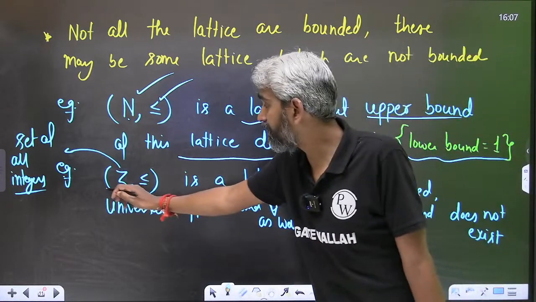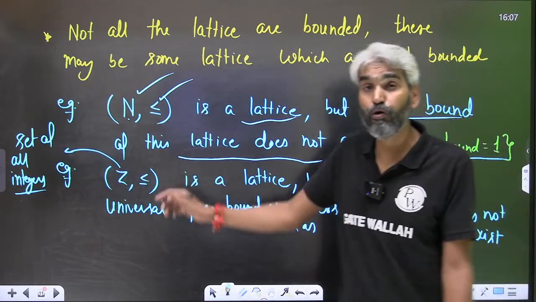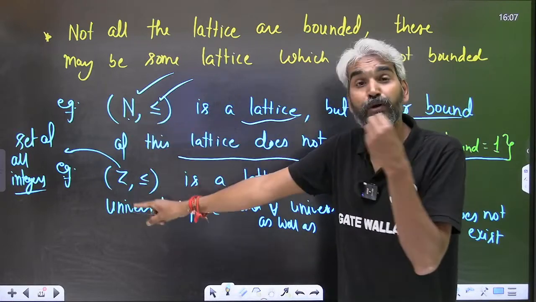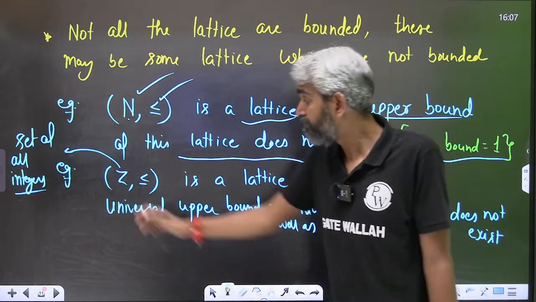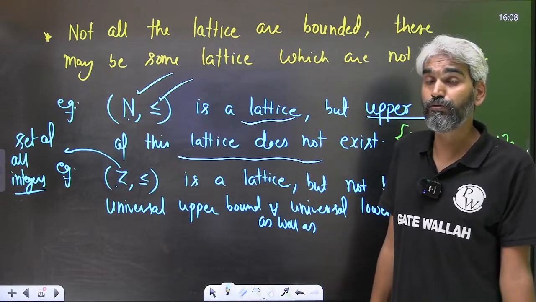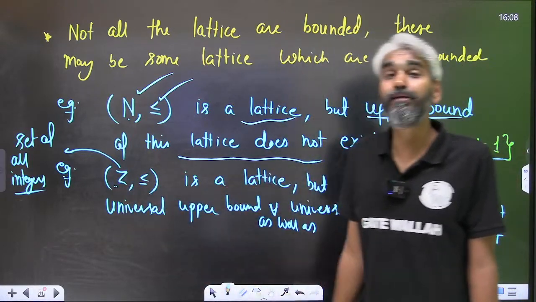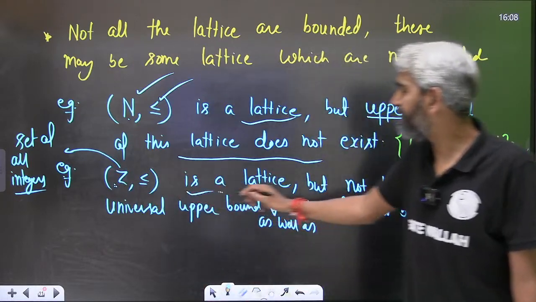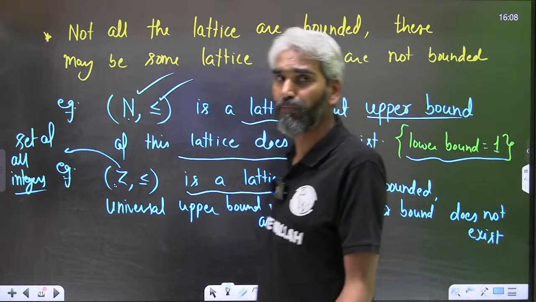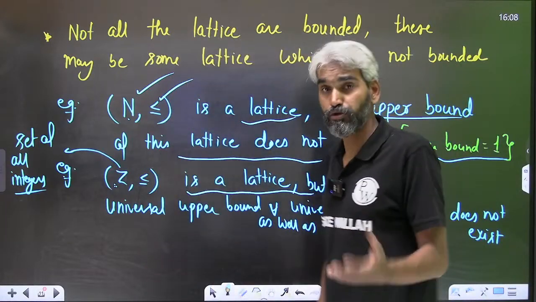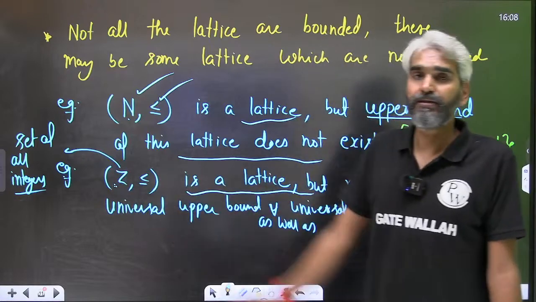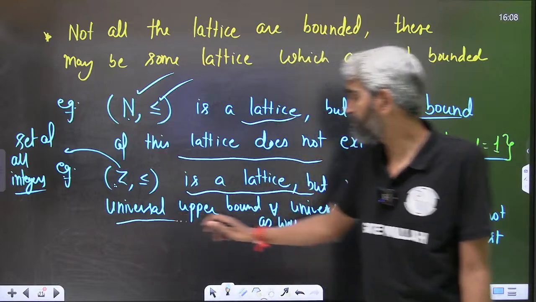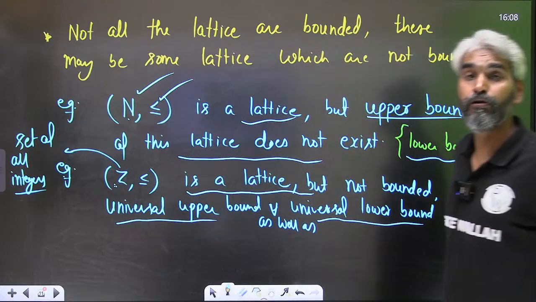Similarly, if you take the set of all integers with respect to less than or equal to, then there is no smallest integer. There is a smallest natural number that exists and that will be 1. But there is no smallest integer and there is no largest integer. Therefore, there is no minimum element with respect to less than or equal to in the set of integers, and there is no maximum element in the set of all integers. Still, this is a lattice. If you take two integers, the larger one will become the least upper bound and the smaller one will become the greatest lower bound. So for every pair of elements of integers, the least upper bound and greatest lower bound will exist, but minimum and maximum elements will not exist. So neither the universal upper bound nor the universal lower bound exists.